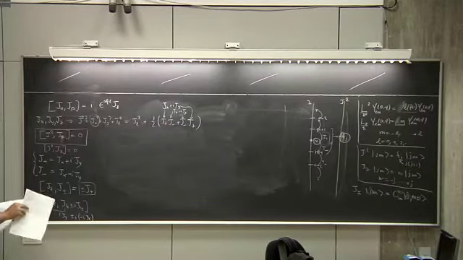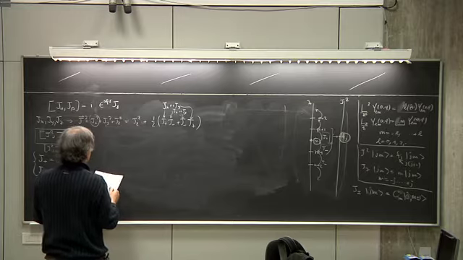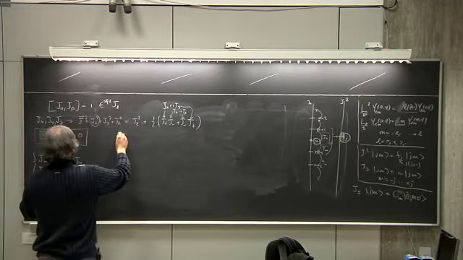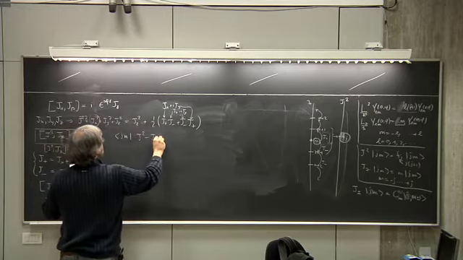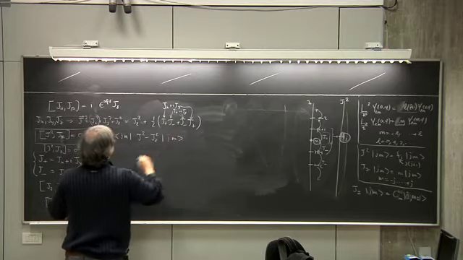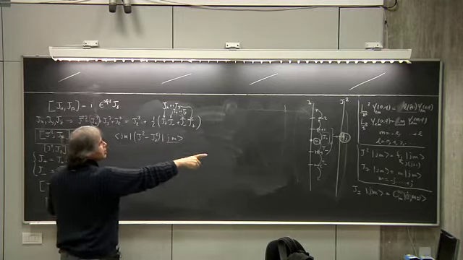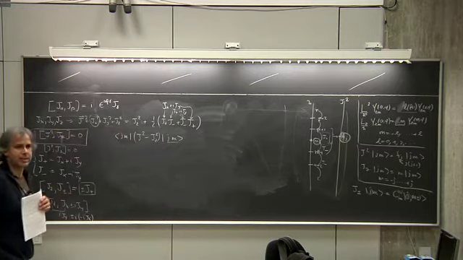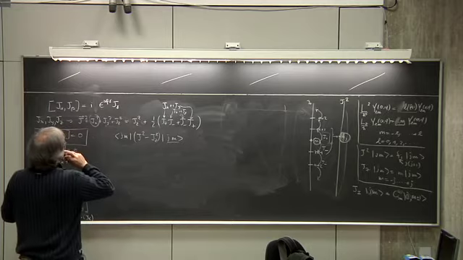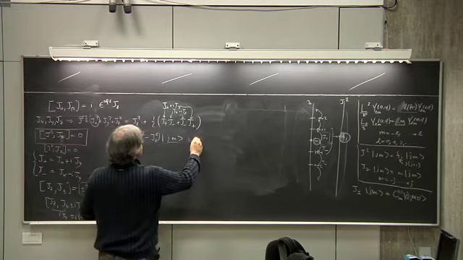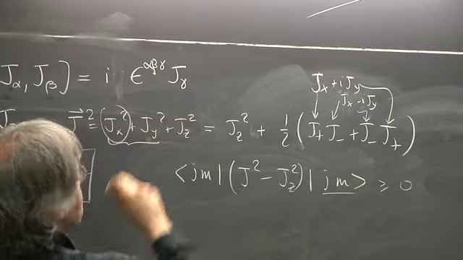All right. Now, suppose that I calculate, for instance, <Jm| j square minus jz square |Jm>. Okay? So I take the expectation value of j square minus jz square on the state Jm that I have selected at the beginning. Now, it's pretty obvious that this must be a positive quantity. Why? You see immediately, this is essentially the sum of the squares of jx square plus jy square.